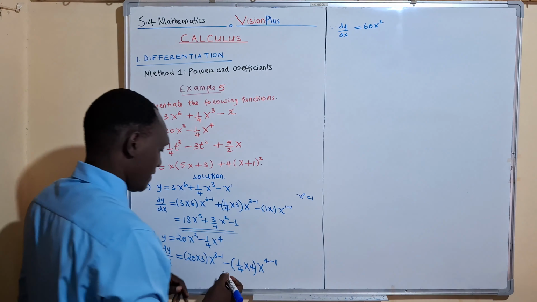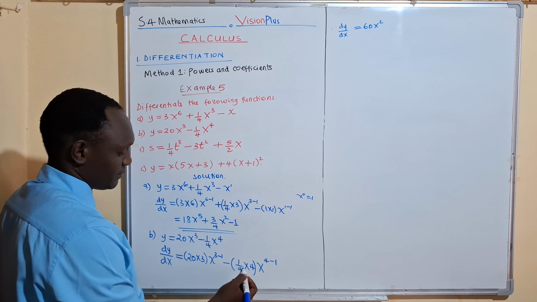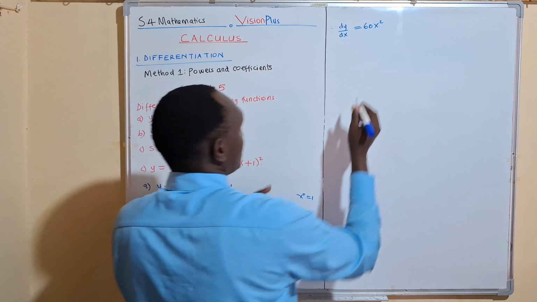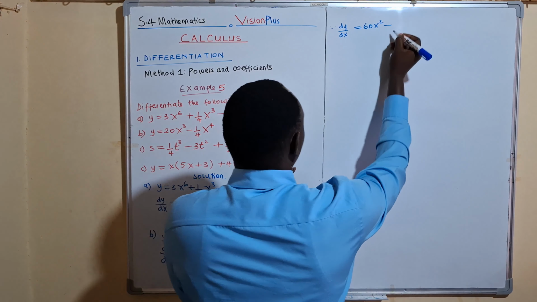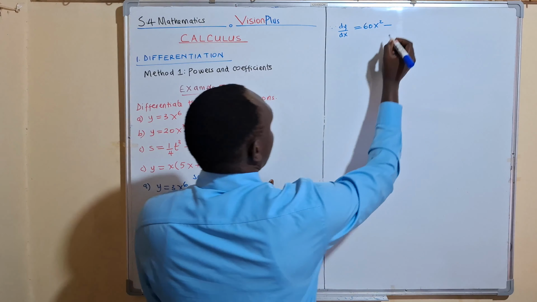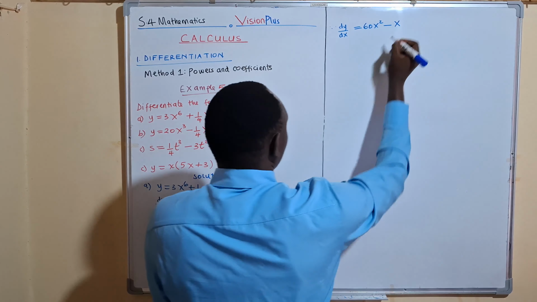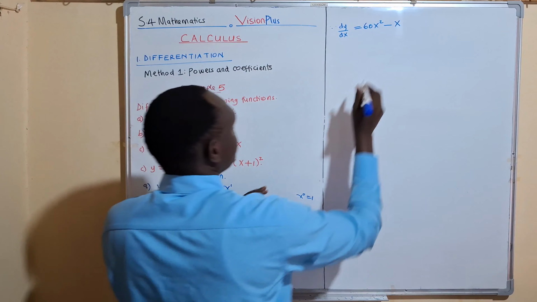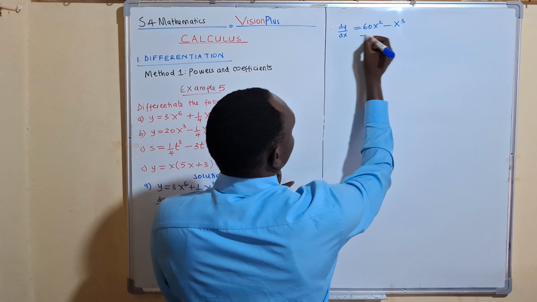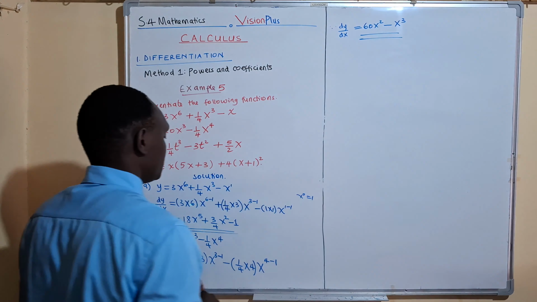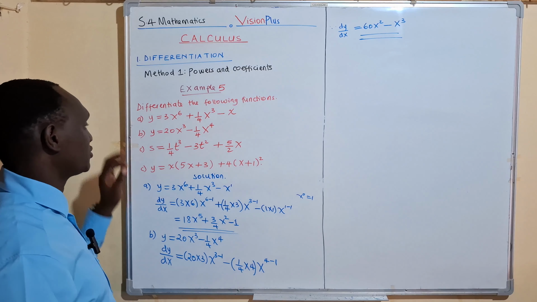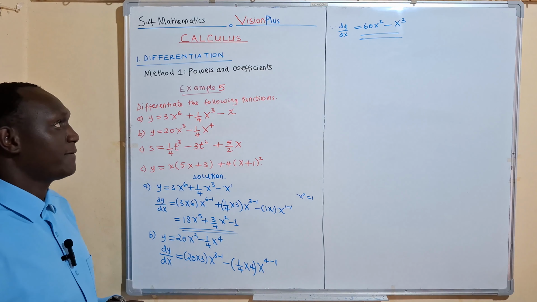Then we simplify. That gives us, therefore, dy/dx in part B becomes 60x squared. And then with 4 and 4, it gives us 1. 1 times 1 is 1. So minus 1x, which is the same as x power 3. So this is the derivative of the function in part B.